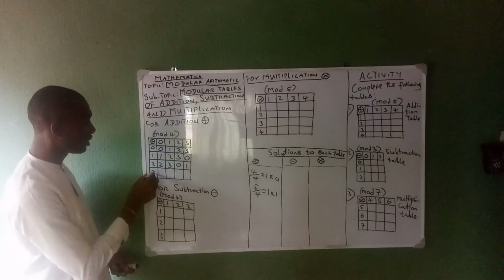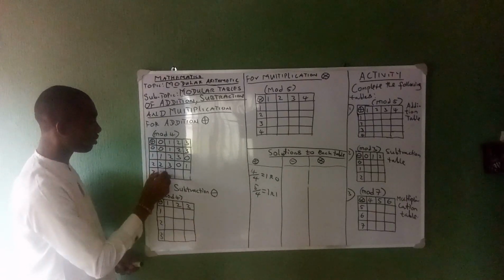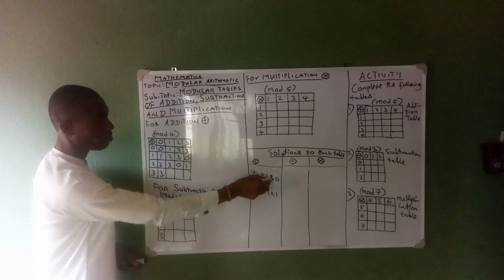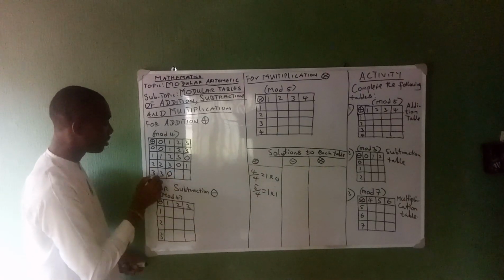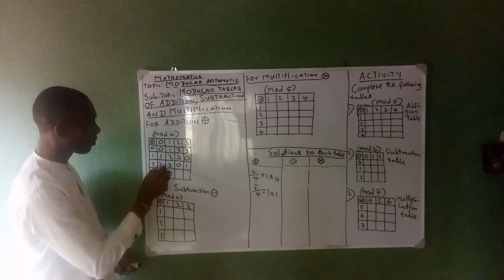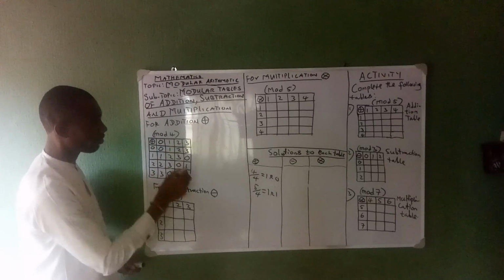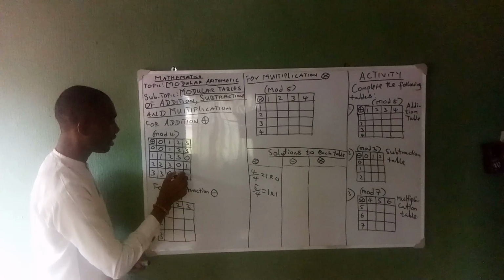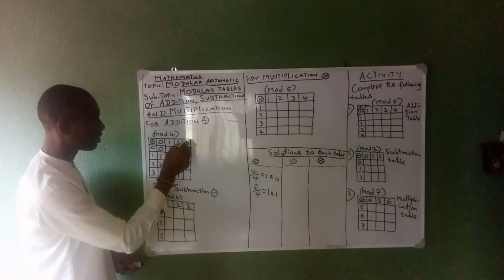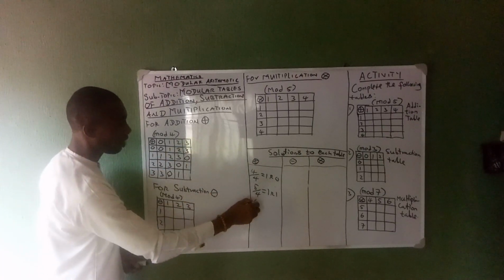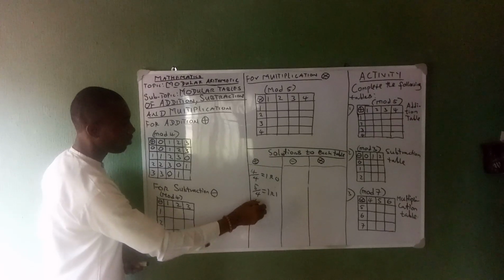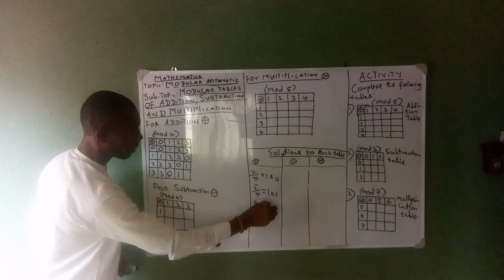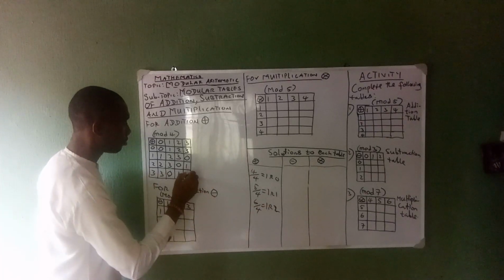We have 3 plus 0 is 3. 3 plus 1 is 4. We divide by 4. We have 1 remainder 0. Here is 0. 3 plus 2 is 5. We have 5 divided by 4, which is 1 remainder 1. Here is 1. Now 3 plus 3 is 6. We have 6 divided by 4, which will give us 1 remainder 2. So we'll put 2 here.